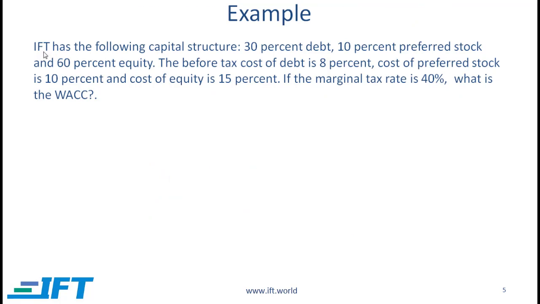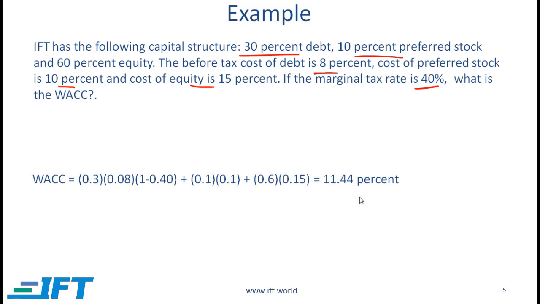Let's do a simple example. IFT has the following capital structure: 30% debt, 10% preferred stock, 60% equity. You are given the before tax cost of debt, which is 8%. You are given the cost of preferred stock and the cost of equity. The marginal tax rate is 40%. What is the weighted average cost of capital?